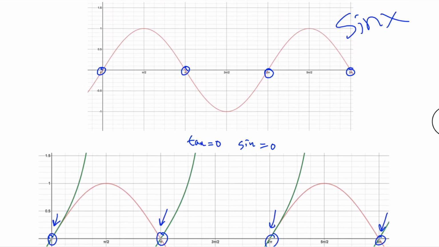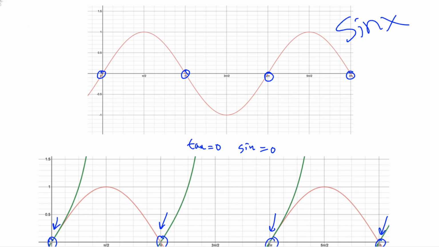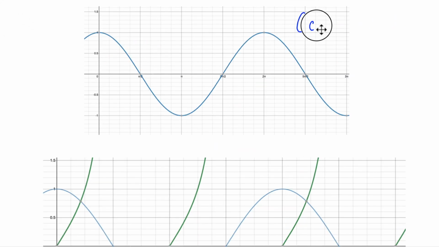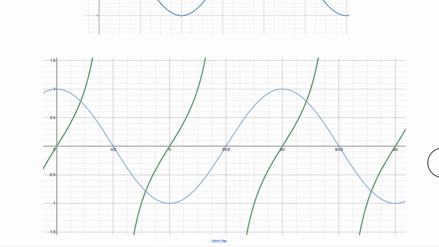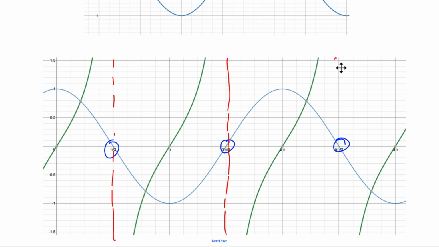Well, now let's look at cosine. All right, so this is graph of cosine. Cosine is 0 here, and here. Now let's look at the tangent function over the cosine function. Again, cosine's 0 here, and here. But look, that's where our asymptotes are for the graph of tangent, because tangent is undefined there. Tangent will never touch that value.